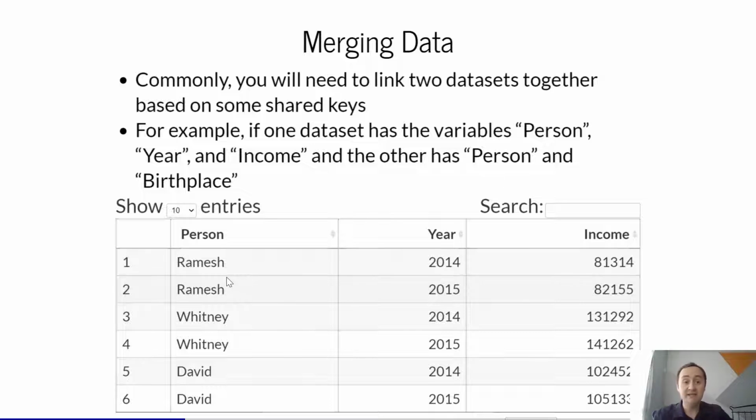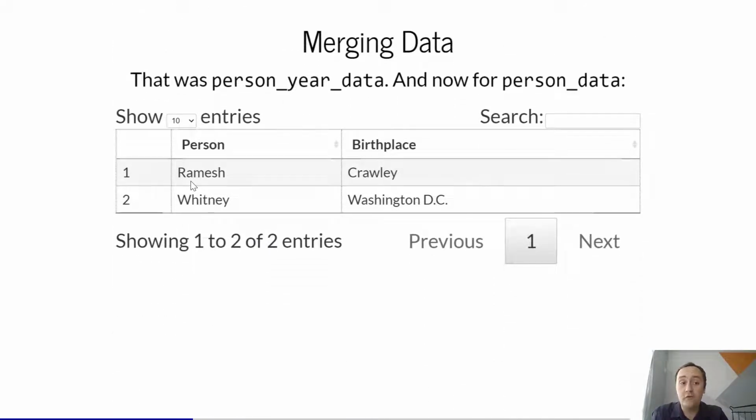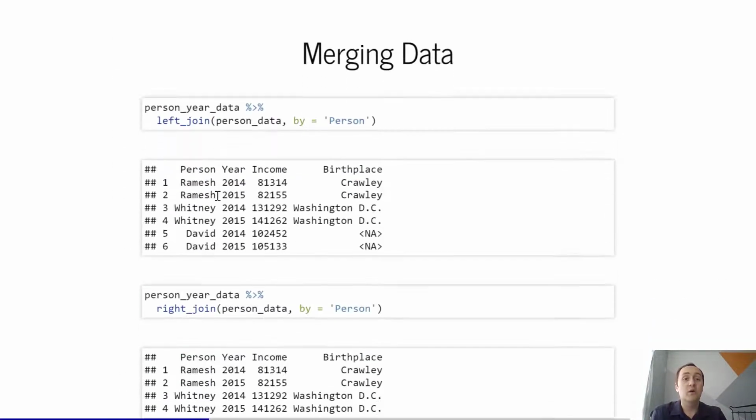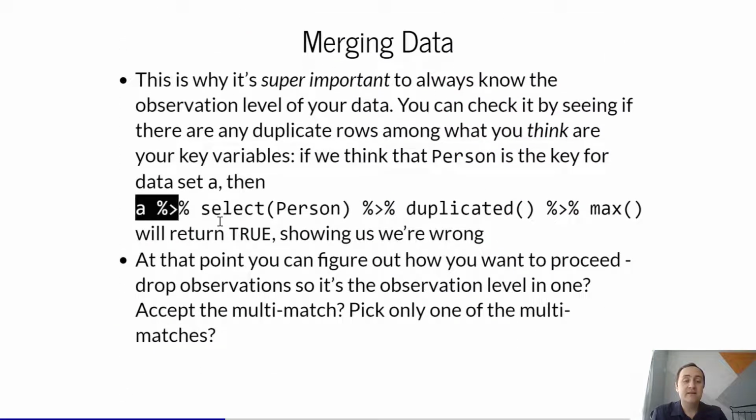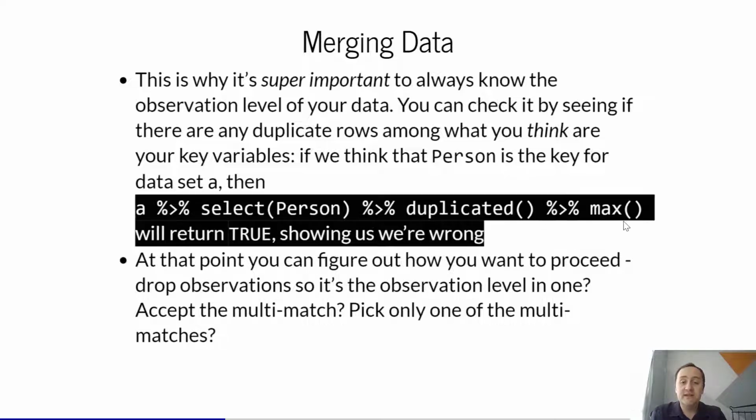So if there's any duplicates, then that means we have not fully gotten the key variable list, which makes sense here because our key variables are person and year, not just person. Over here, though, there's only 1 row for Ramesh and 1 row for Whitney, so person is our key variable there. So we can detect whether we've properly figured out the key variables by seeing whether there are any duplicates of rows when we just look at those key variables. We can do that by taking our data set, selecting the variable that we're going to join on, checking if there's any duplicates, and then taking the maximum of that.